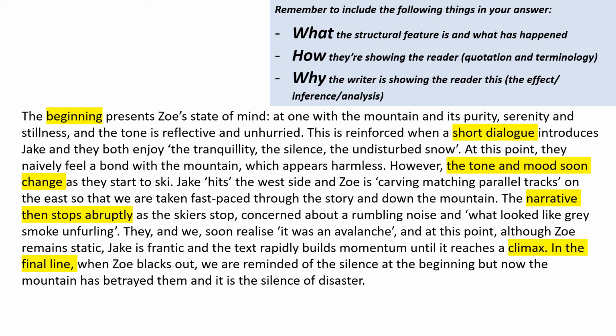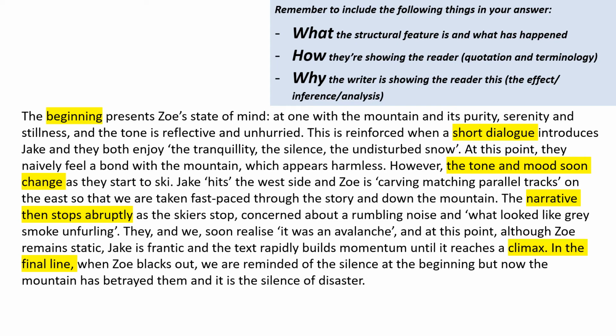The narrative then stops abruptly as the skiers stop, concerned about a rumbling noise and what looked like grey smoke unfurling. They, and we, soon realise it was an avalanche, and at this point, although Zoe remains static, Jake is frantic and the text rapidly builds momentum until it reaches a climax. In the final line, when Zoe blacks out, we are reminded of the silence at the beginning, but now the mountain has betrayed them and it is the silence of disaster.